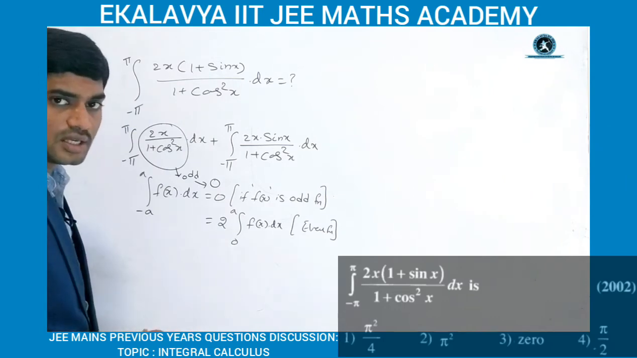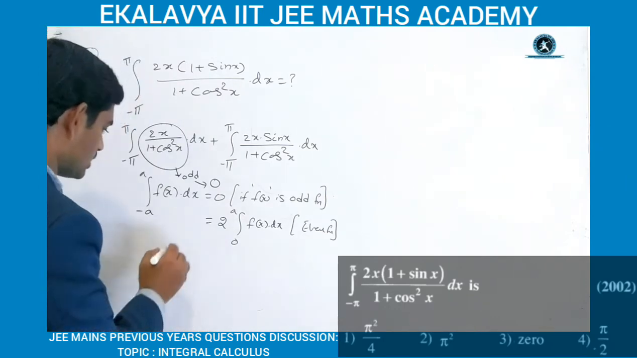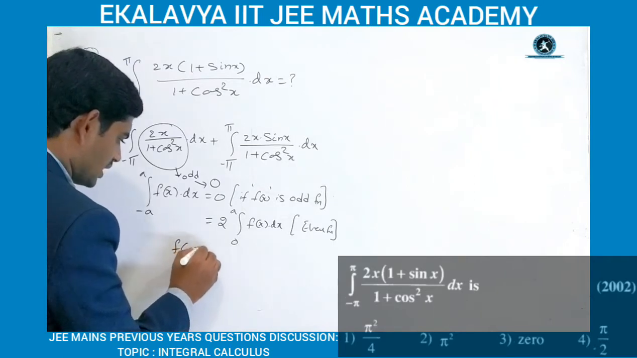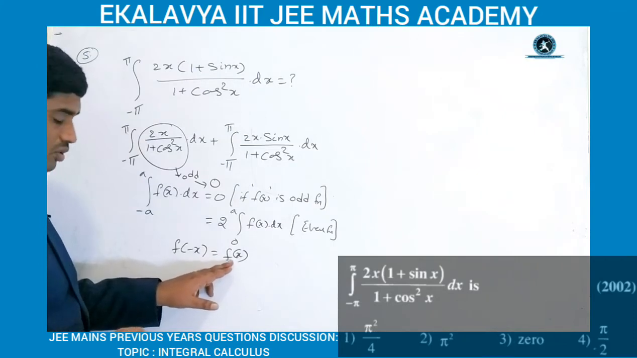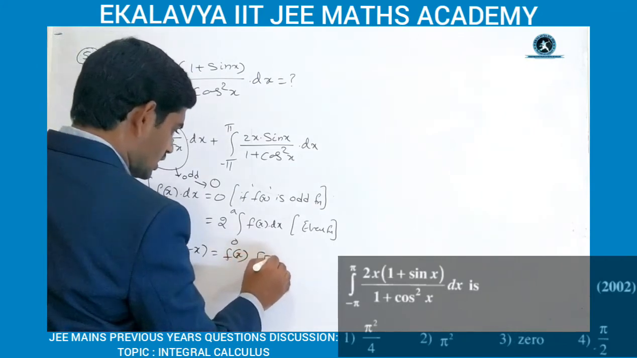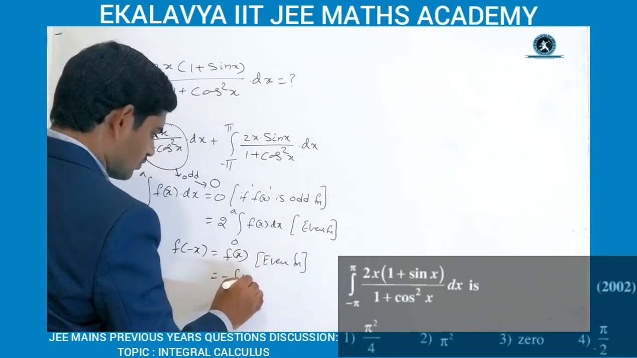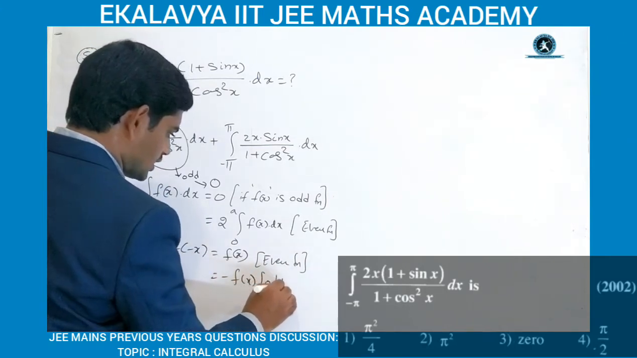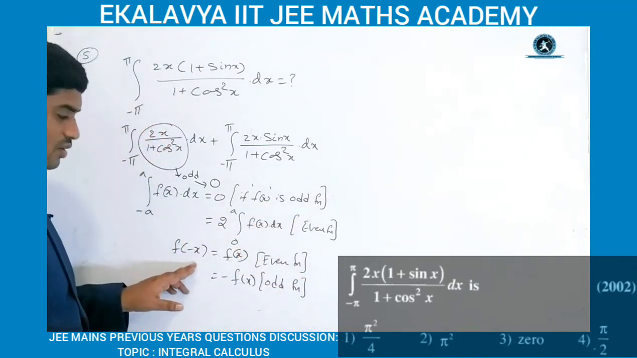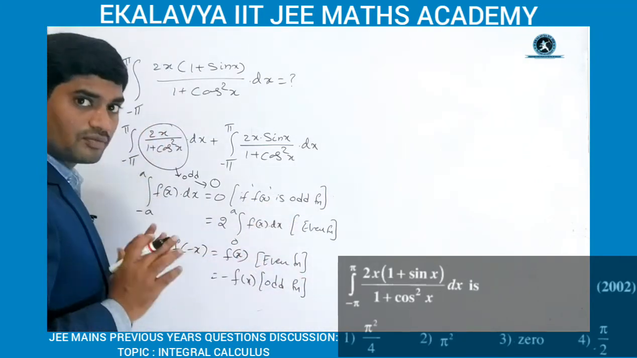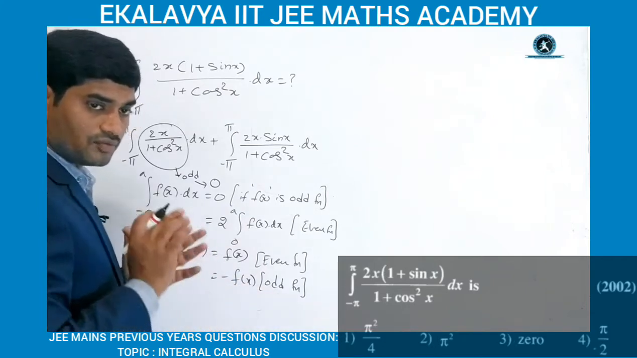So how can we say whether the function is an even function or an odd function? Now, f of minus x is equal to f of x, then it is an even function. And f of minus x is equal to minus f of x, then it is an odd function.